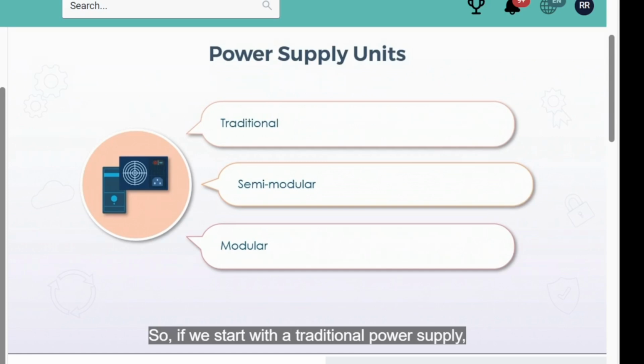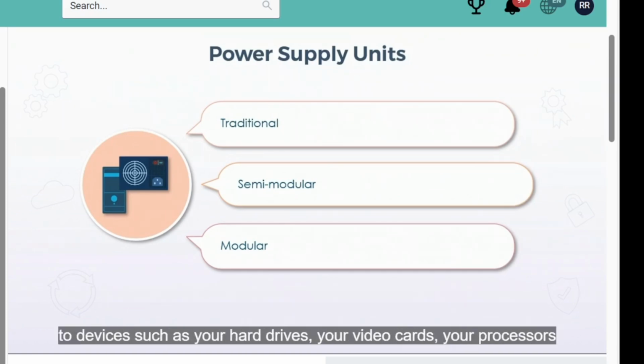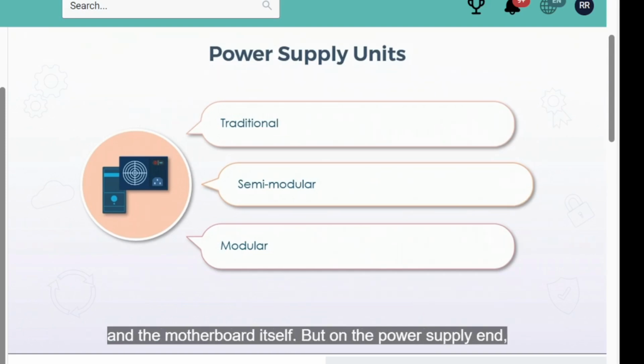So if we start with a traditional power supply, if you look at the unit, there are many different wires that are coming out of the unit itself that get connected to devices such as your hard drives, your video cards, your processors, and the motherboard itself. But on the power supply end, those wires are hardwired into the box itself. So in other words, they all just sort of hang out of the box and they can't be removed.